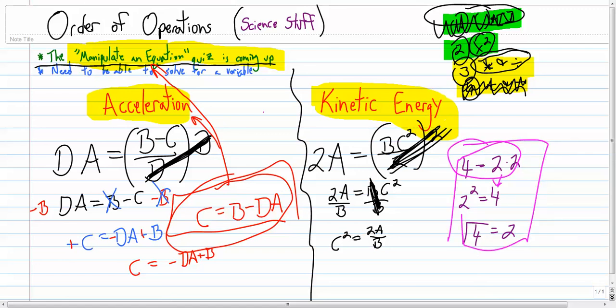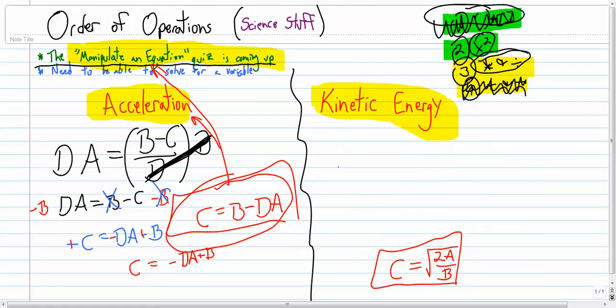So anyway, going back to my equation, if I want c by itself, I need to get rid of that squared, so I'm going to take the square root of this side, and that's just going to give me c. But whatever you do to one side, you've got to do to both. So I wind up with c equals the square root, and there's nothing to simplify inside there, of 2a over b. So c equals the square root of 2a over b.